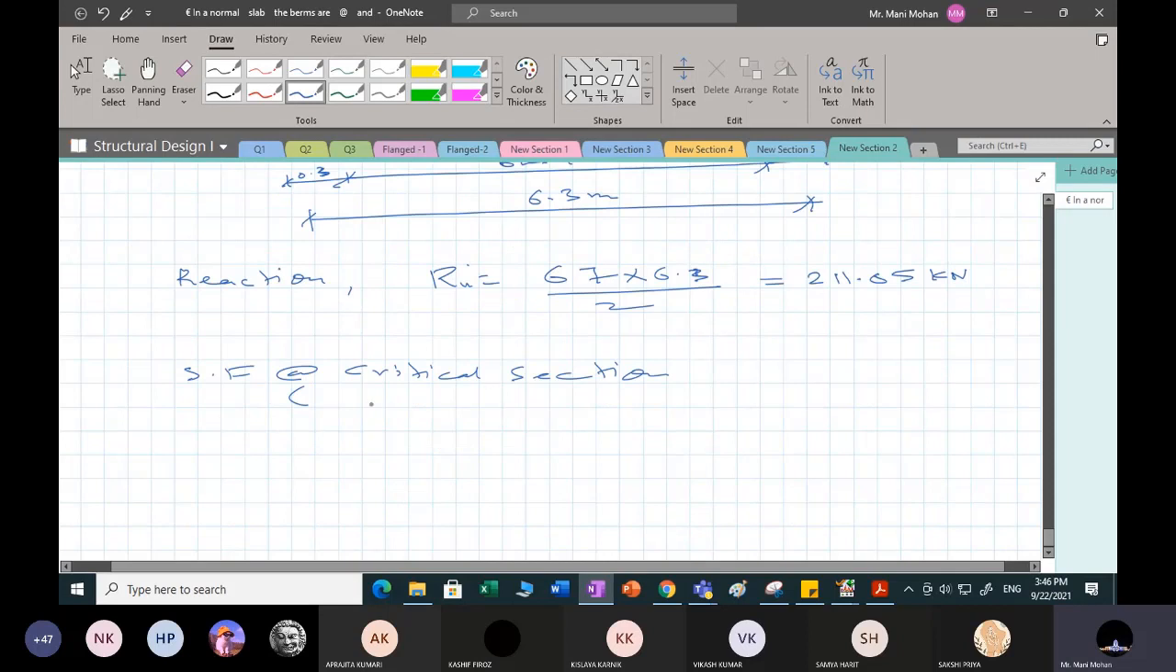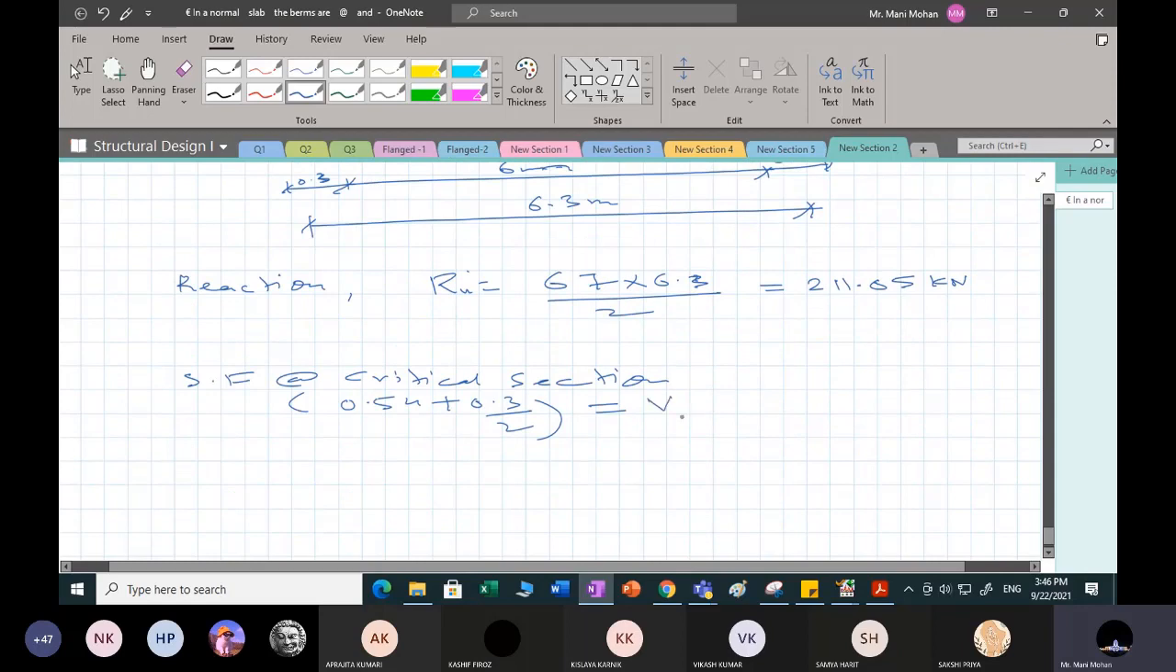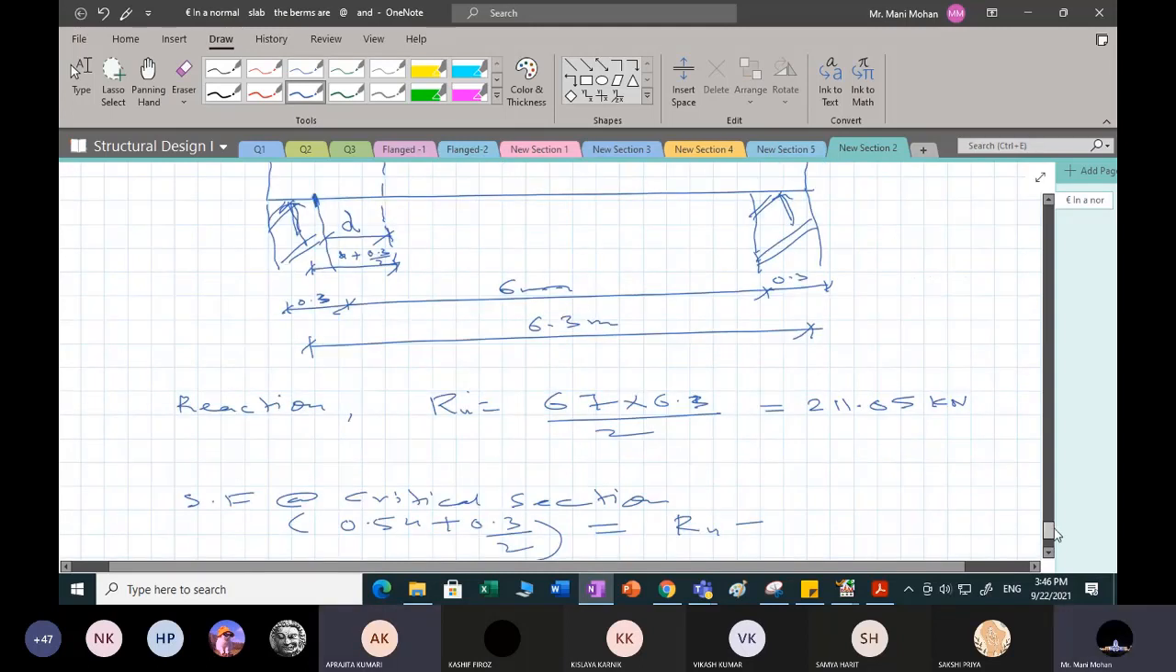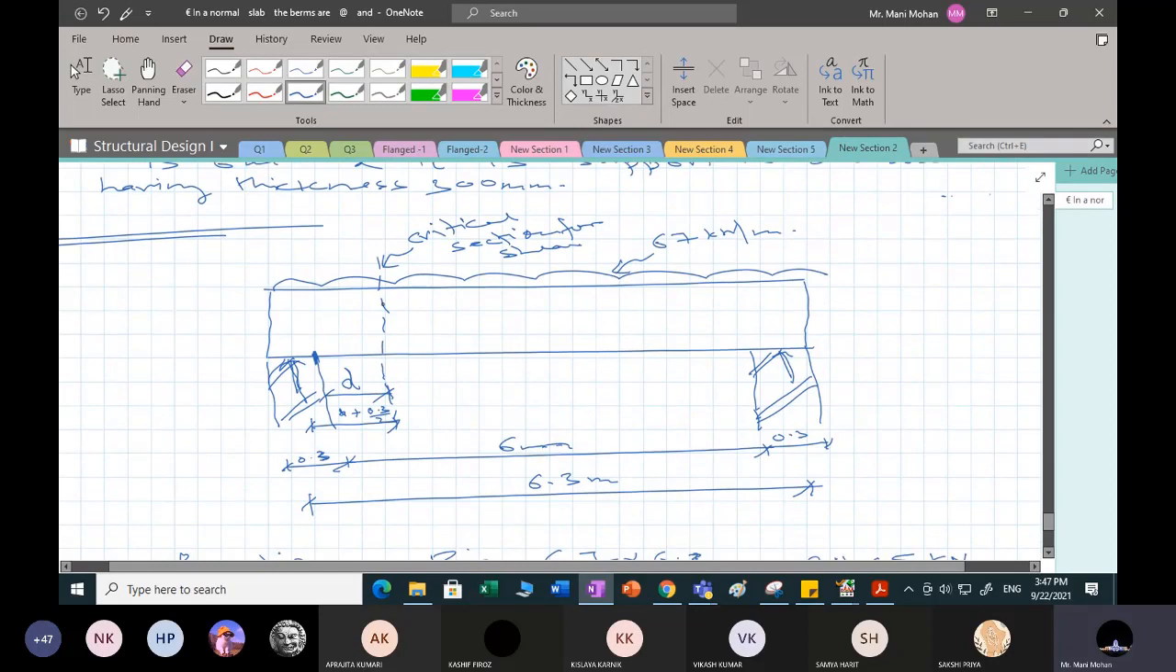So I would like to know the shear force at the critical section. So this critical section is located at a distance of 0.54 plus 0.3 by 2. So how much will be this shear force? Can you tell me? It will be the reaction Ru, okay, this is 0.69, 0.69 meter. So I would like to know what is the shear force at this critical section at 0.69 meter.